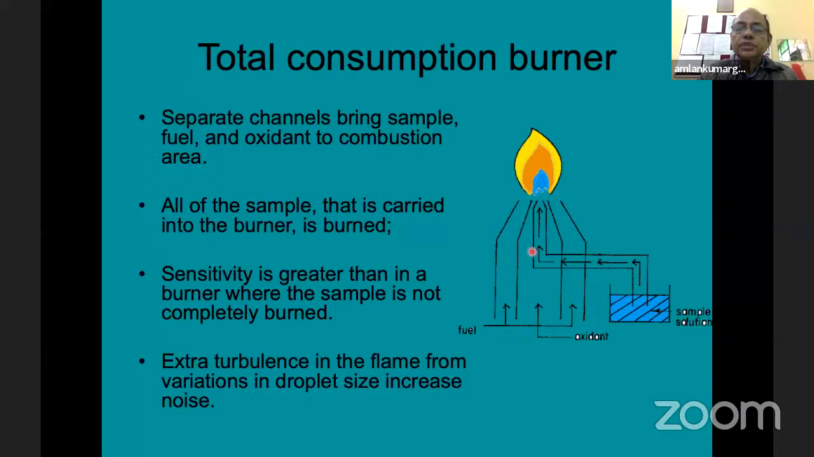Here, all the samples will be carried to the burner. What is the advantage? First the disadvantage: as I've told you, it gives a bumpy flame, extra turbulence, and there is no uniformity of the drop size of the sample. Advantage: it is very cheap and all the samples will be carried over. So even a little amount of sample that you apply will reach the flame. There is no wastage of sample.